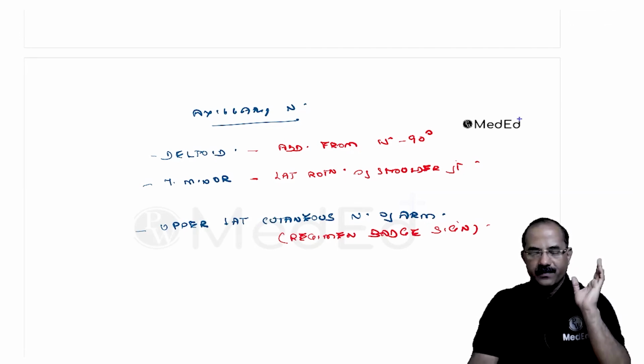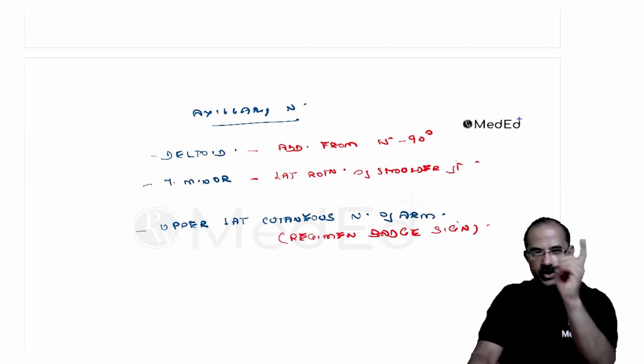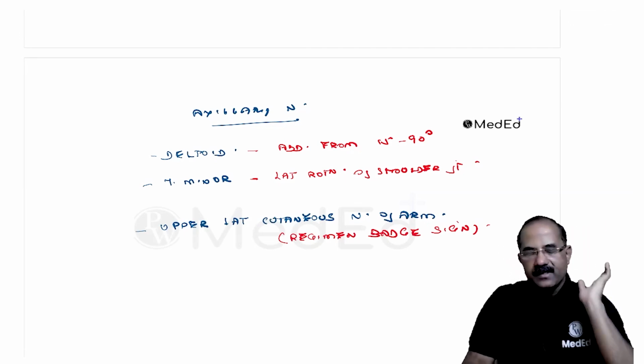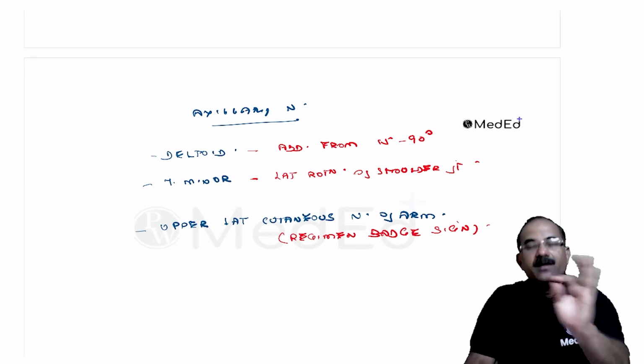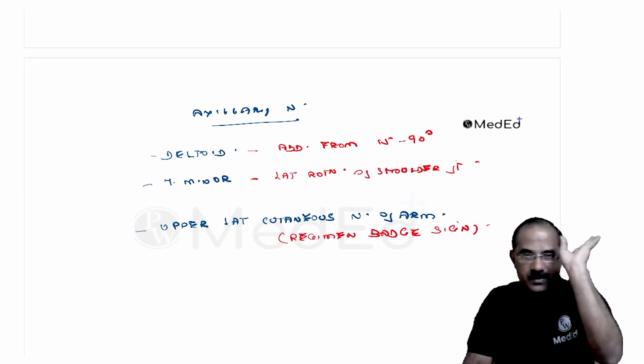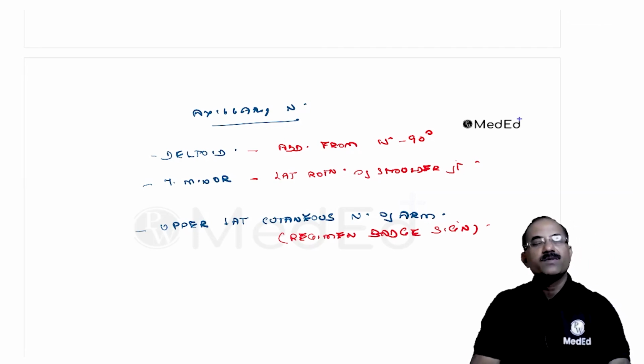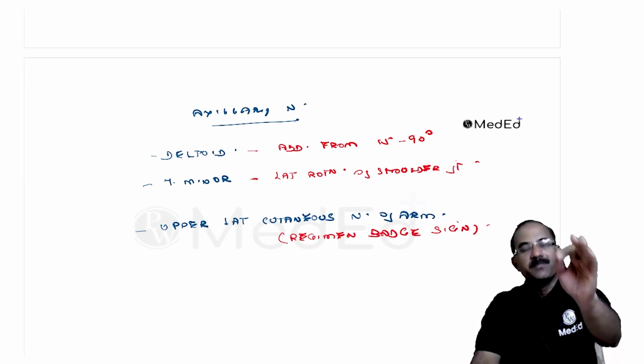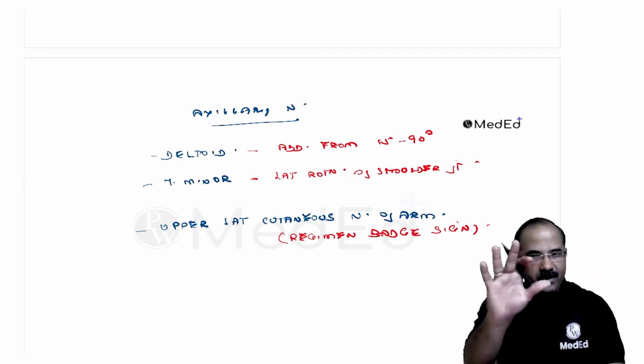Very important. Which is the nerve which winds around the surgical neck of the humerus? Axillary nerve. See, in one MCQ there are many hidden MCQs. So try to understand, children, whatever maximum I can tell you, I'm trying to tell. Right? Just be with me.